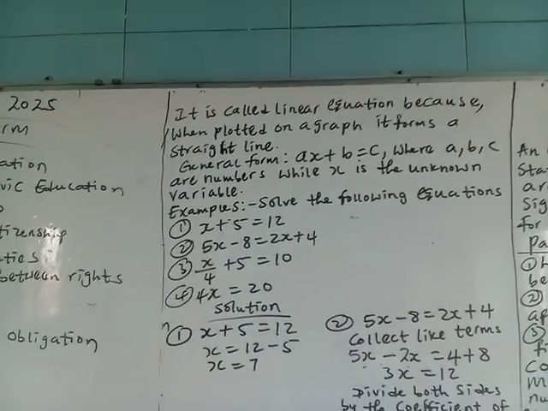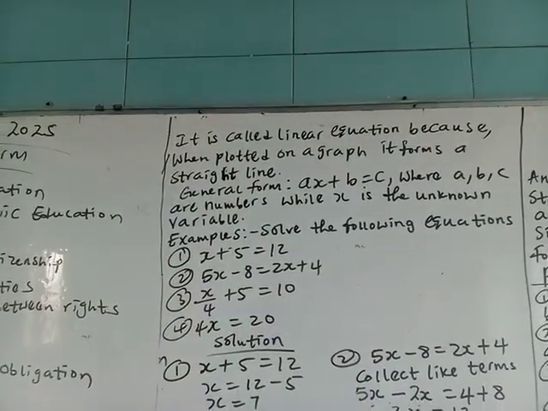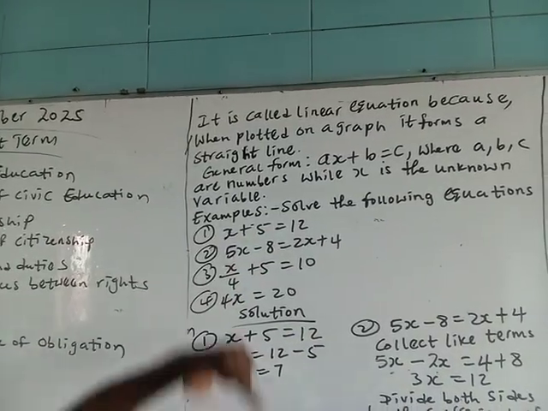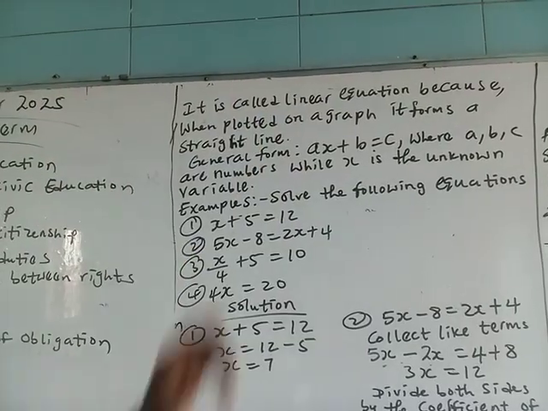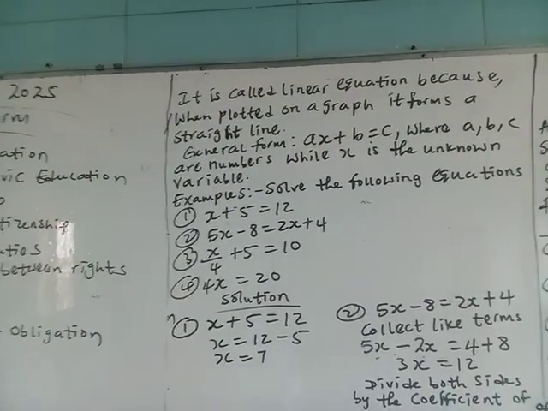Why are they called linear equations? The reason is that when you plot a graph, it forms a straight line. That is, when you say linear, it means straight. So it forms a straight line. That is why we call them linear equations, when they are used to plot a graph.